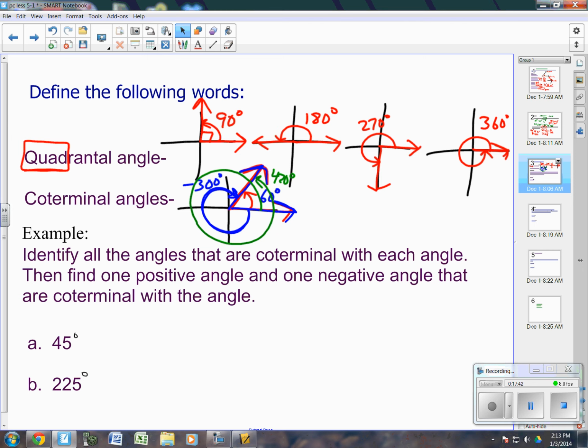I'm going to check right here. Everybody's got 45 degrees. Find me an angle that's coterminal to 45 degrees. Use your calculator if you need to. Okay? When you got it, raise your hand. Find an angle that is coterminal to 45 degrees. Okay, what do you think? Who's got one?